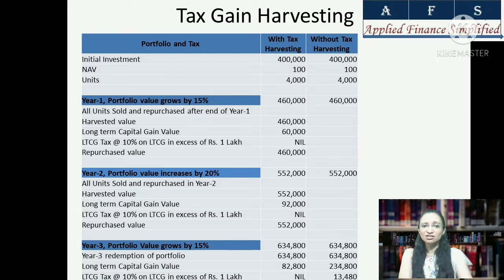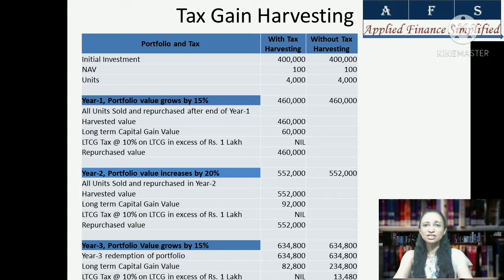In the third year, we have assumed the portfolio has again grown at 15%. Now this year, after the 3-year period, we have decided to redeem the portfolio. So the value of the portfolio is 6,34,800 and the capital gains realized in the third year are 82,800, and these are again below the 1 lakh limit, so we pay no capital gains tax liability.